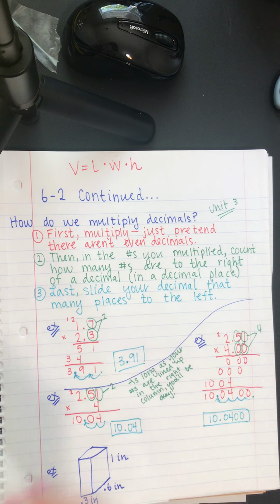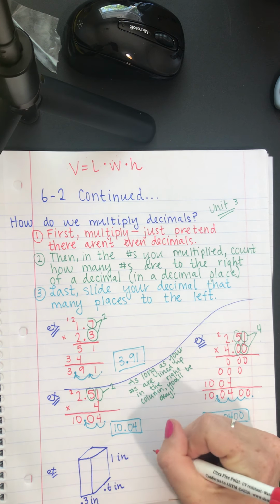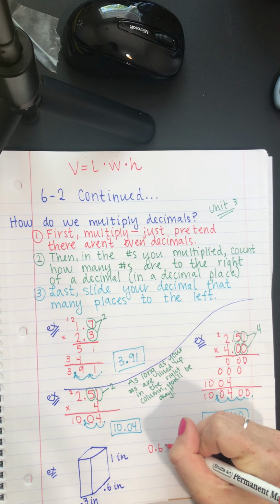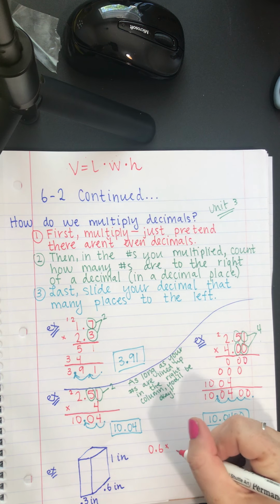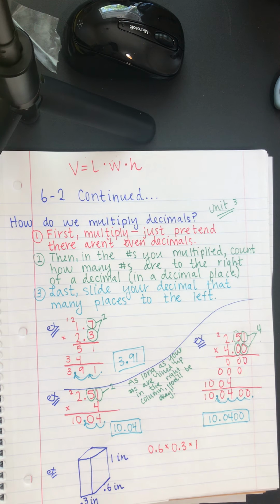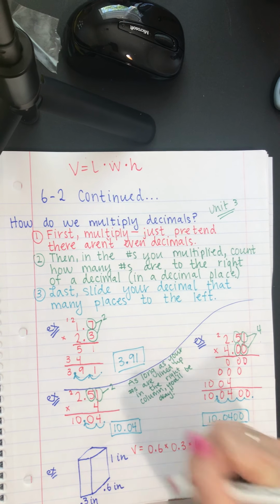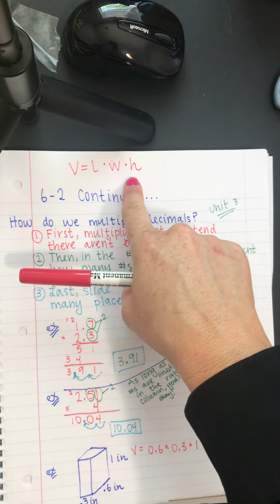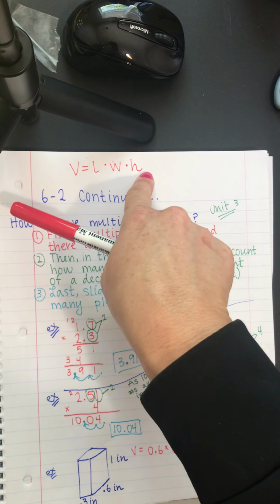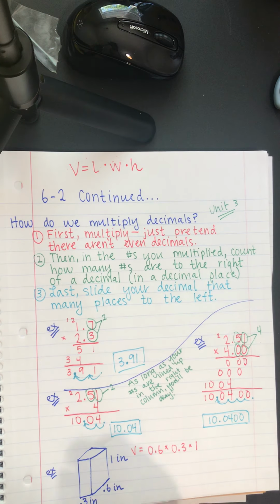So I'm going to do, I'll just pick 2 first. I'm going to have to end up doing 0.6 times 0.3 times 1. And that is going to be my volume, referring back to this. Length times width times height. Length, width, height. I did happen to write these in the right order, but it doesn't actually matter because of the commutative property, which order you multiply them in. So I will do 0.6 times 0.3 first.